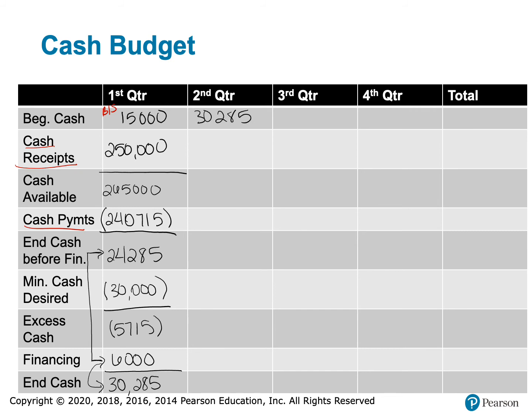all right, so then I go back to my schedule of cash receipts and I see that my expected cash receipts for quarter two were 268,000. So that gives me cash available of 298,285. Now I'm going to go to my schedule of cash payments and pull out my schedule of cash payments. I expect to have to spend, sorry, I have to flip back and get mine.